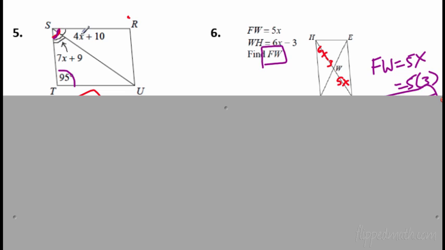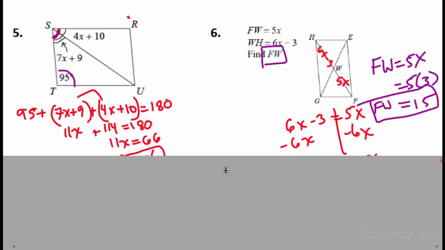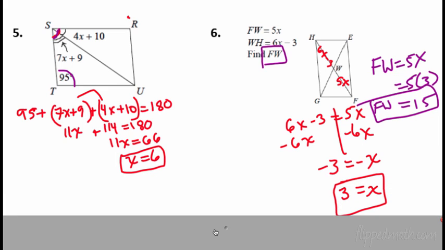All right, so I need to add, it's the angle addition postulate. I need to add these 2 angles together to get angle RST. So that's what our equation is going to say. 95 plus these 2 angles together should equal 180 degrees. That's our equation. Add them together. Voila, x equals 6. That's how you do that one.